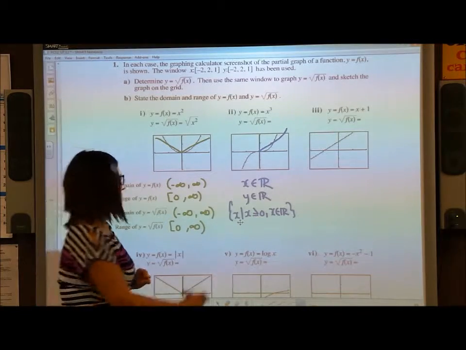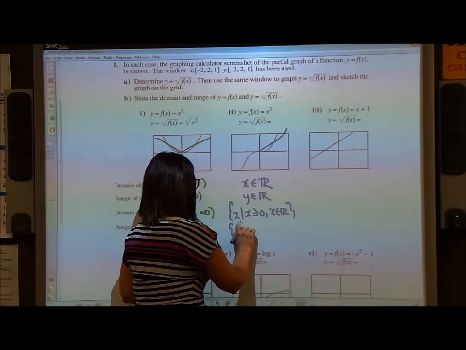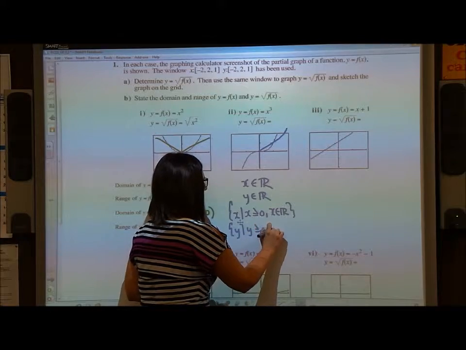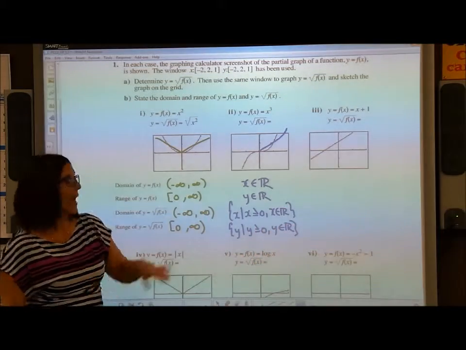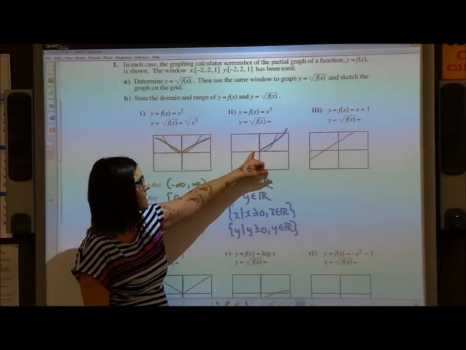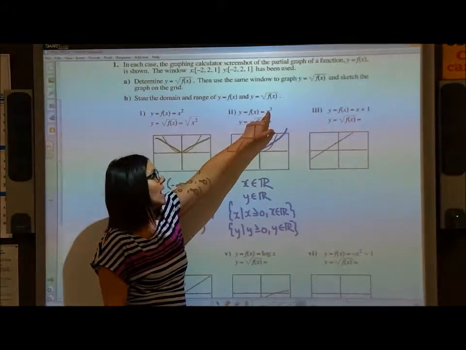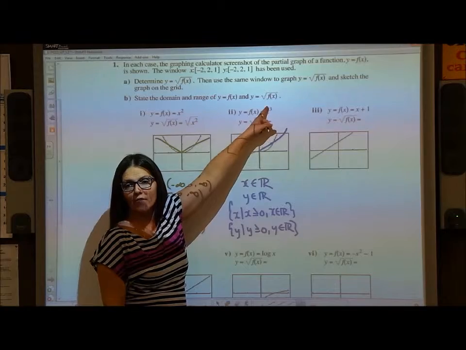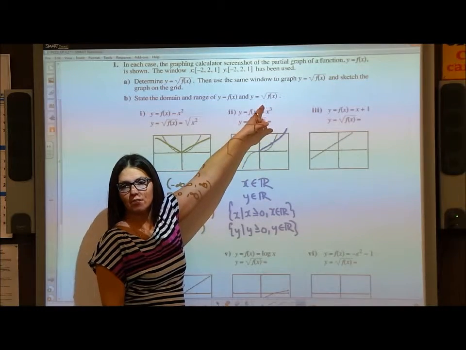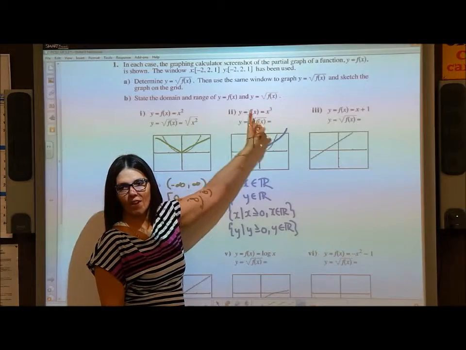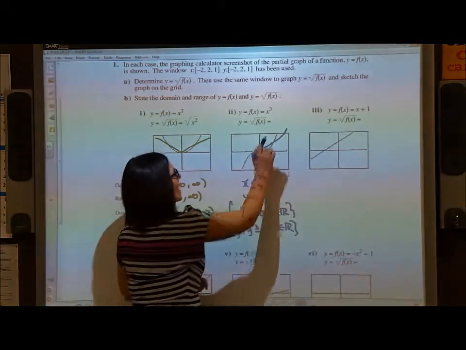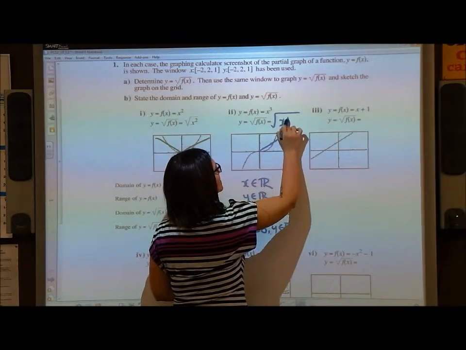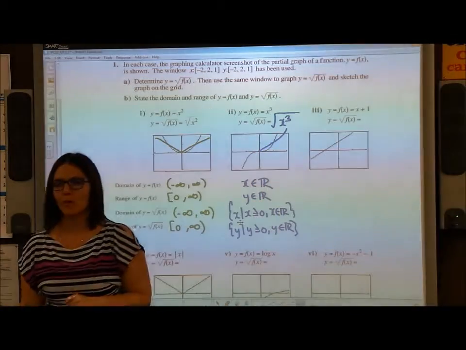Y has to be greater than or equal to 0. And the reason for that: if x is a negative value, when I take the cube of a negative value, do I get a positive or a negative answer? Negative. I get a negative answer. And can I take the square root of a negative answer? No. I'm sorry, I forgot to write that this was x cubed for my equation.